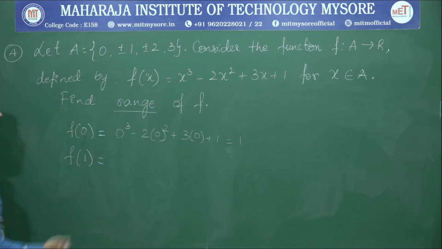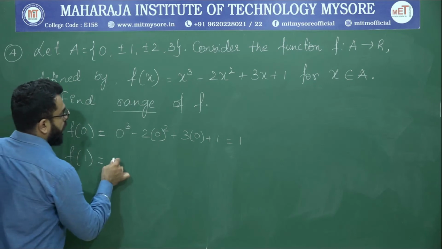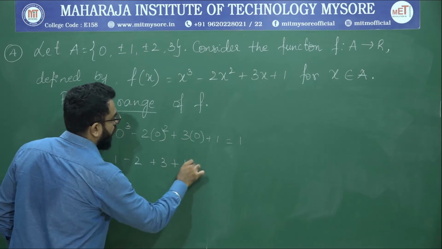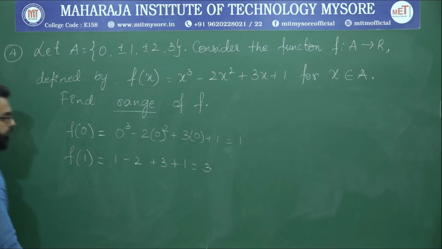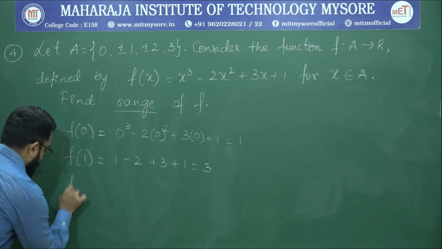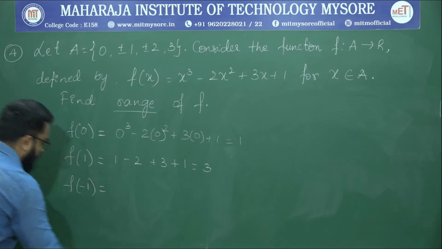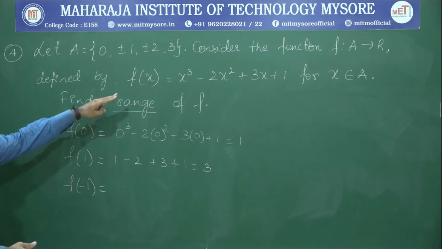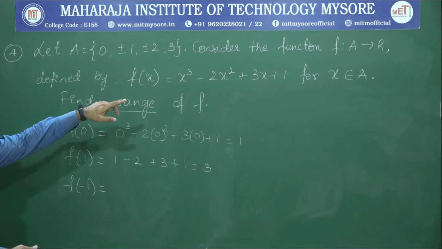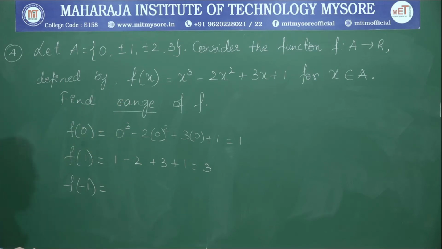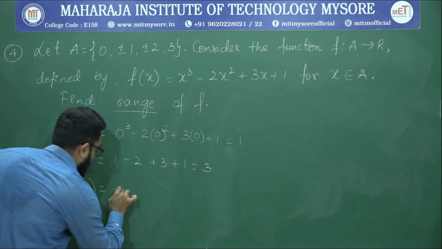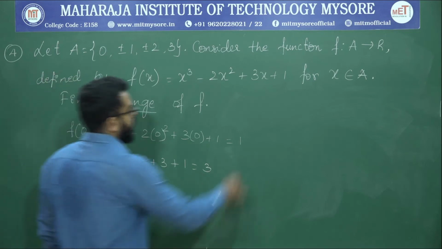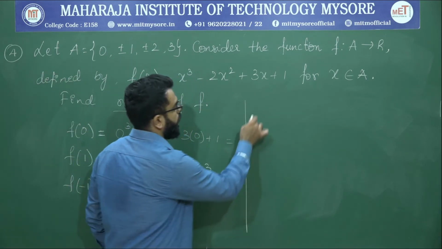So simplifying that, what do we get? F of 1, that is 1 minus 2 plus 3 plus 1. On simplification we get 3. Next it is minus 1. F of minus 1, substitute minus 1 and get the values. Minus 1 cube minus 2 into minus 1 to the power of 2 plus 3 into minus 1 plus 1. This will give rise to minus 5. Then minus 1 is done.